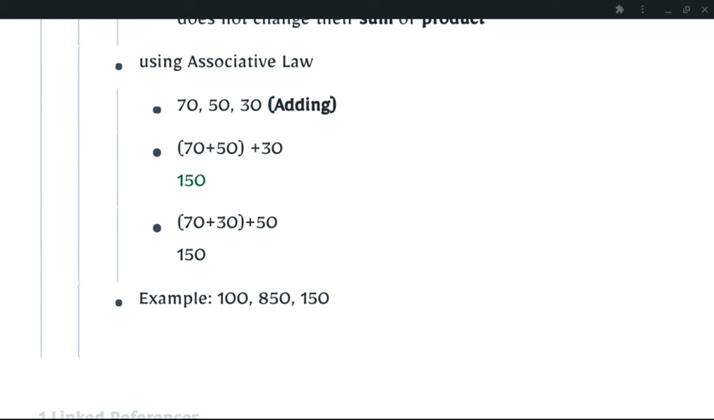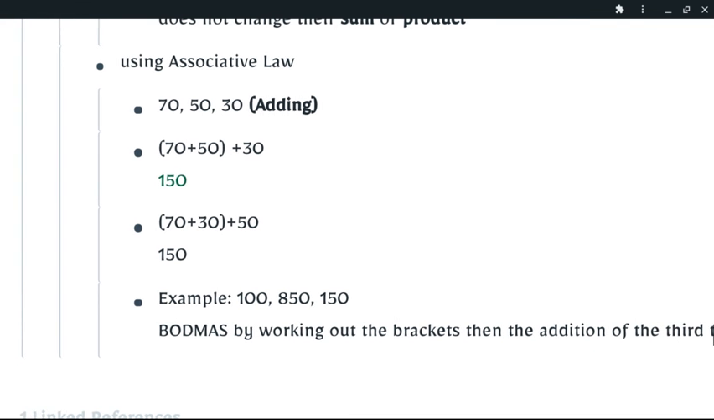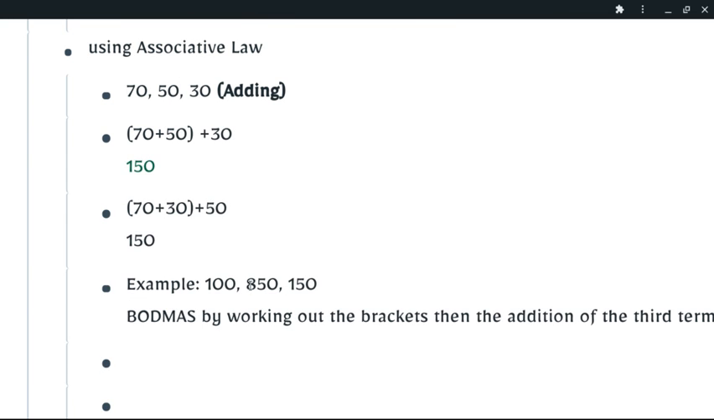So do we just say it? Yeah, just say it. So, 850 plus 150 plus 100, or 100 plus 150 plus 850. So you just group. We use BODMAS to work out the brackets first, and then the addition of the third term. So let's look at the steps now.